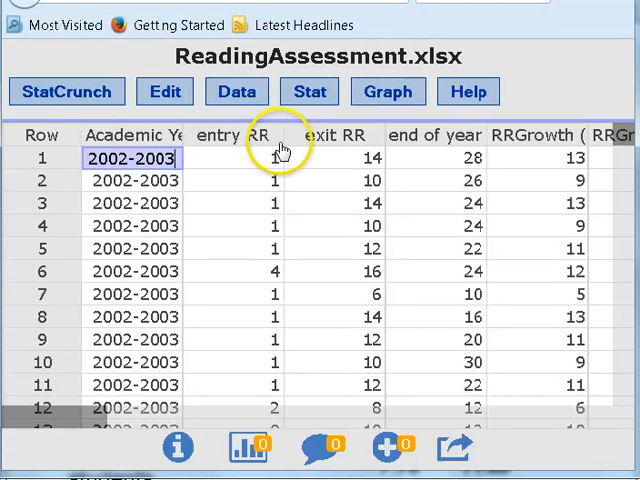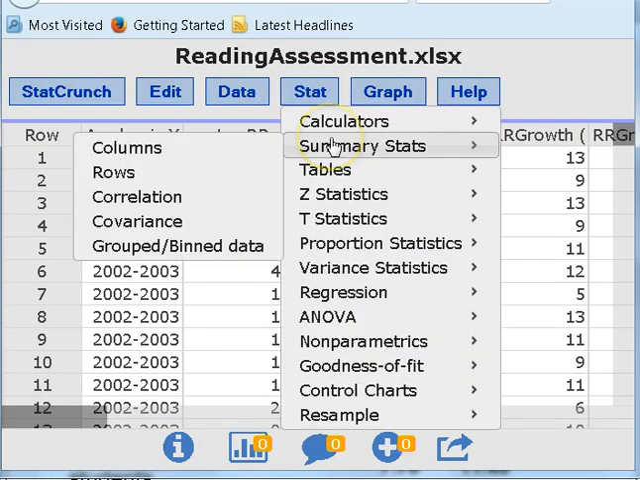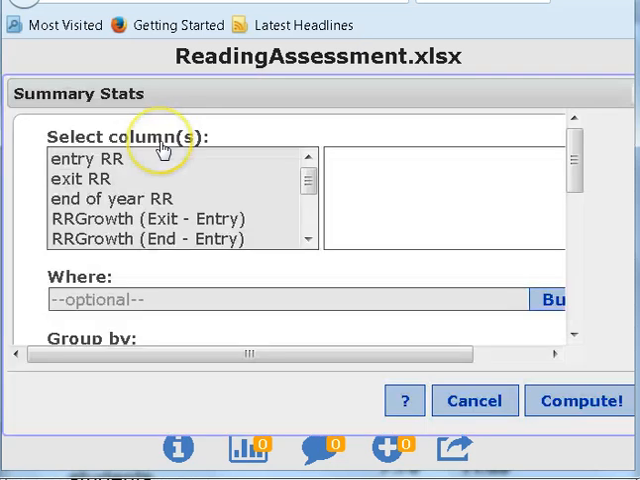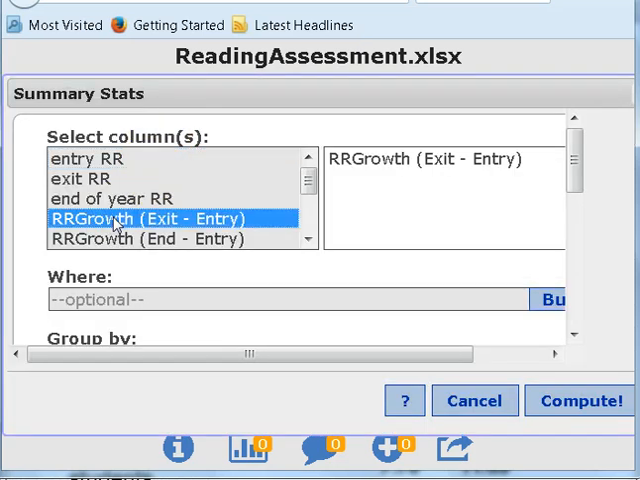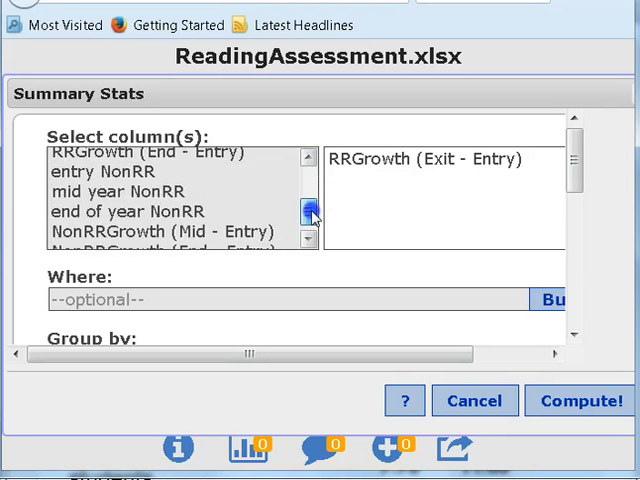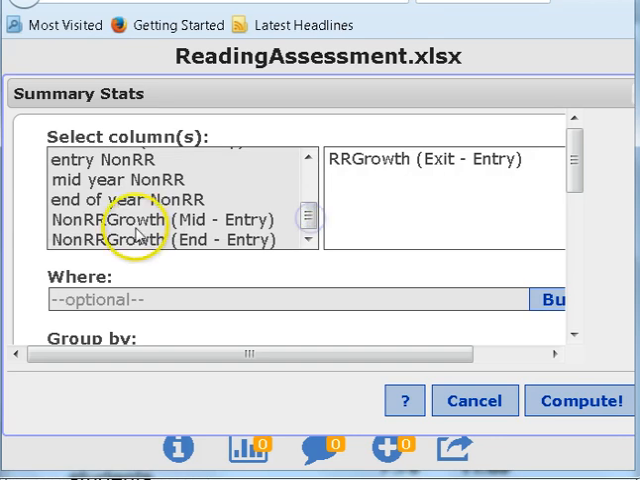Some things we need. So here's our data. We need to know, well, what are those values? What is the mean growth of all students who do not use reading recovery? Let's go to Stat, do a summary statistics on particular columns. We're going to find reading recovery growth, because that will give us our sample mean. Those are the students that we're interested in. And then the mid-year minus entry for non-reading recovery.